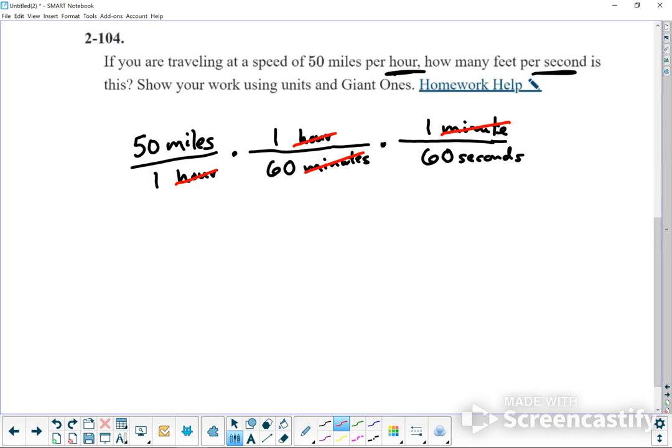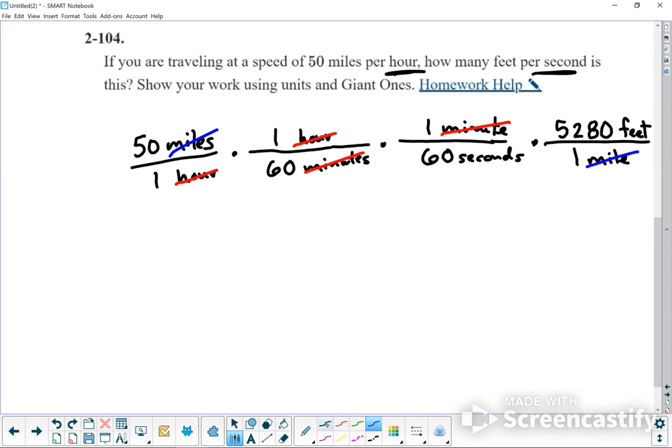So, and if you have Google or you want to look it up, you can always look it up. But that miles, see how the miles is on top? Oops. Yeah, we want the miles to be on the bottom. So I just looked it up really quick, and I learned that 1 mile is going to be equal to 5,280 feet. Okay. And look, my miles is on top. It's going to cancel with my miles on the bottom.